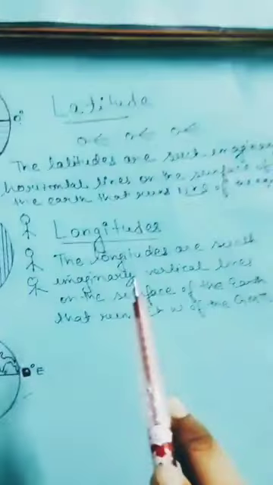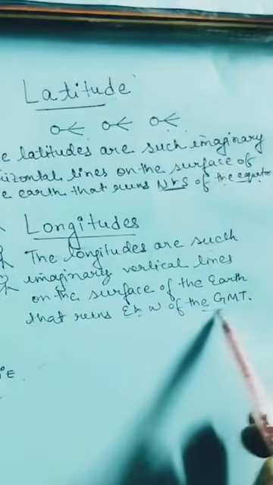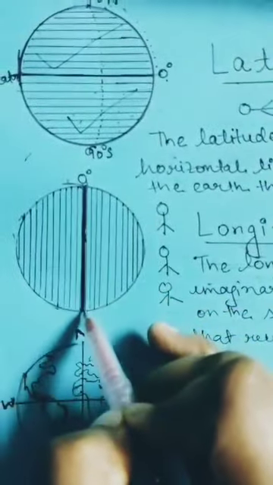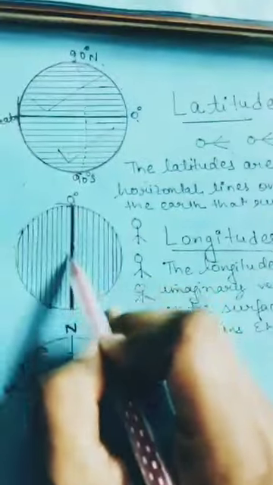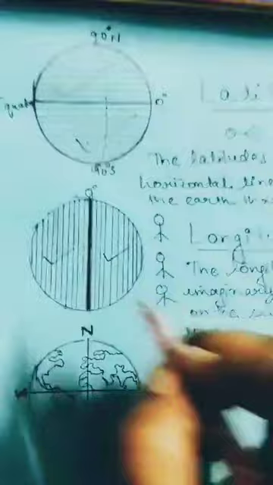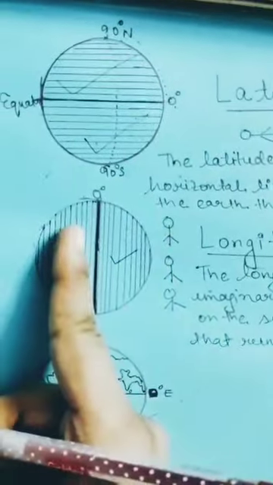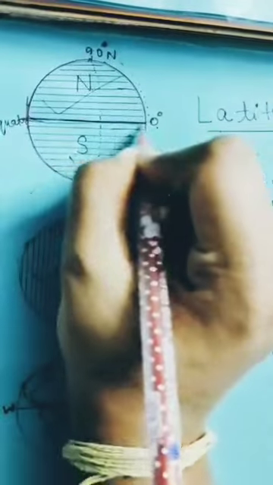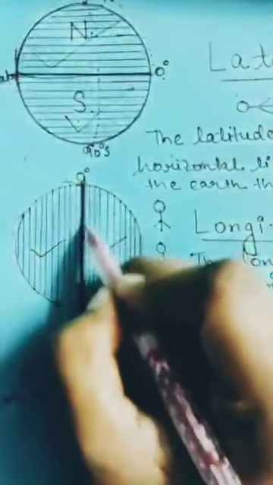Isn't it? But there is only one difference. Here it was north and south of the equator. Here it is east and west of the GMT. Now which one is GMT? Let us see. The central vertical line, the central vertical line that divides the earth into, again, two zones, right? This zone and this part, right? In the latitude, the equator was dividing into north and south. Now here, this central vertical line, the name of which is GMT.